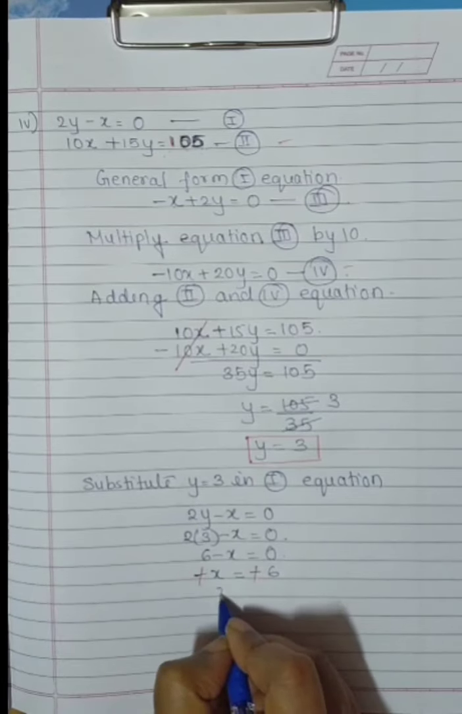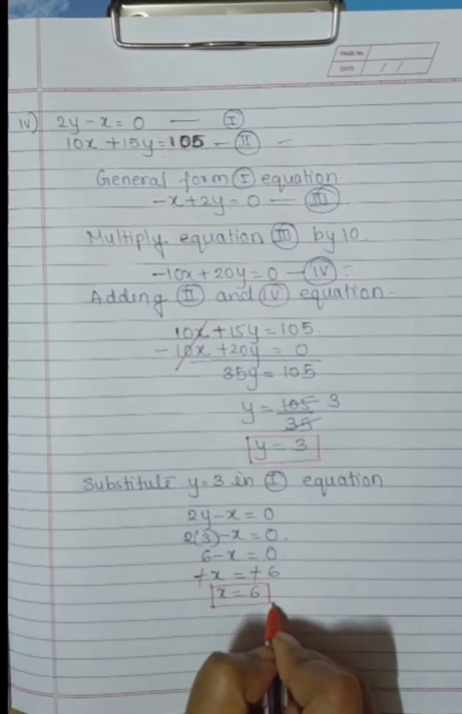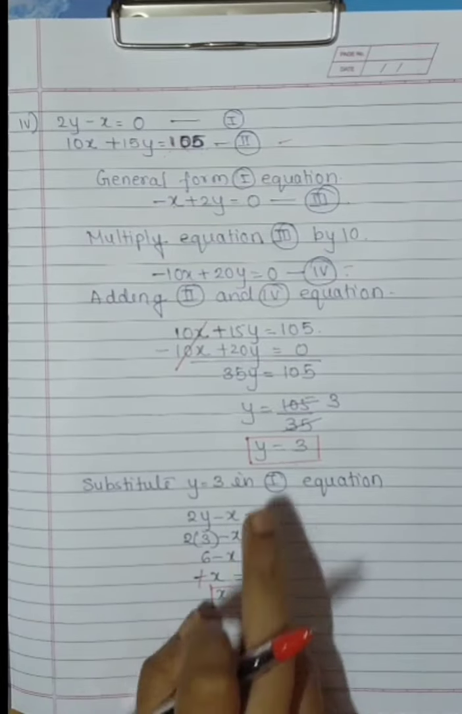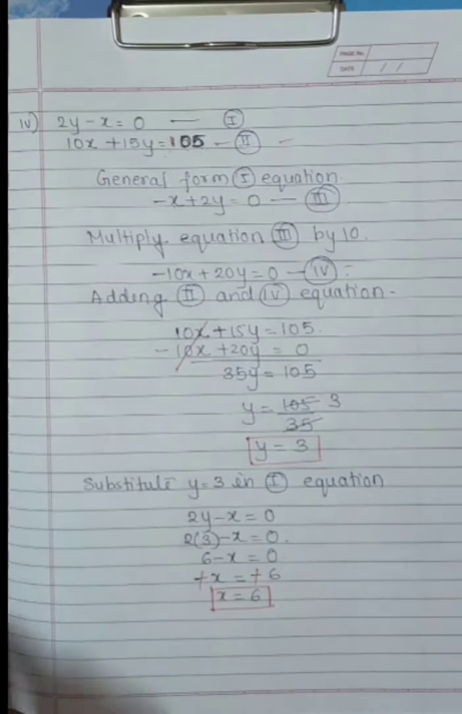What remains? x is equal to 6 will remain. So we got x as 6. The x value is 6, the y value is 3. We have solved question number 4. Now we are going to solve question number 5.